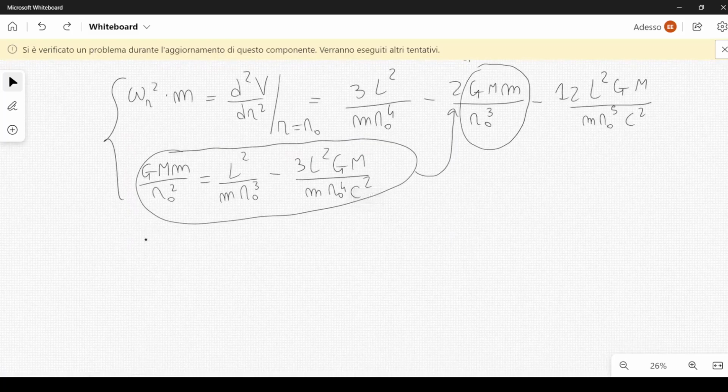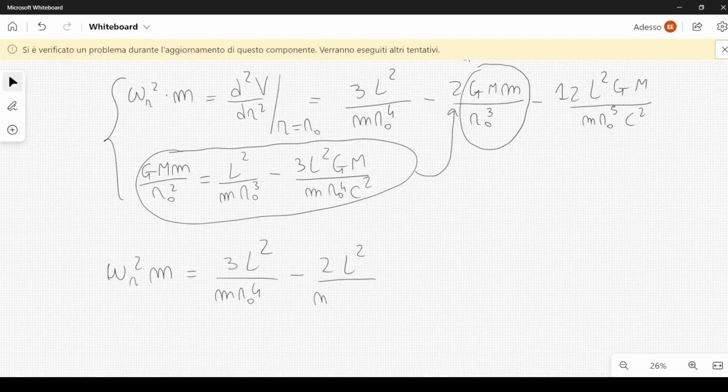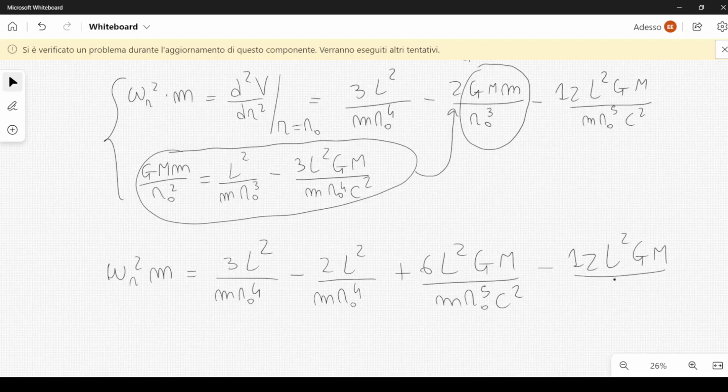And you can rewrite the equation above as omega r squared times m. This is equal to 3 L squared over m r0 to the fourth power minus 2 L squared divided by m r0 to the fourth power plus 6 L squared G M over m r0 to the fifth power c squared minus 12 L squared G capital M divided by lowercase m r0 to the fifth power c squared.